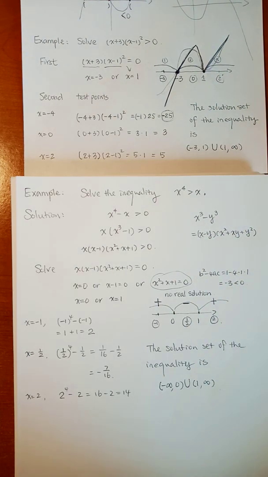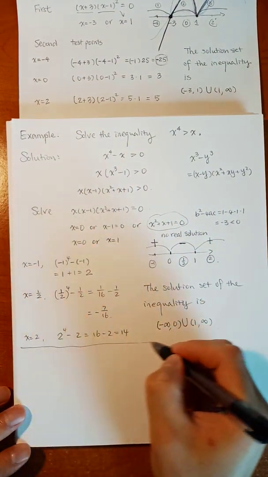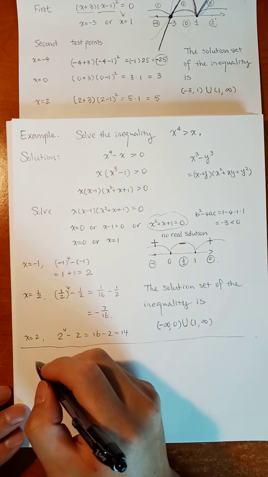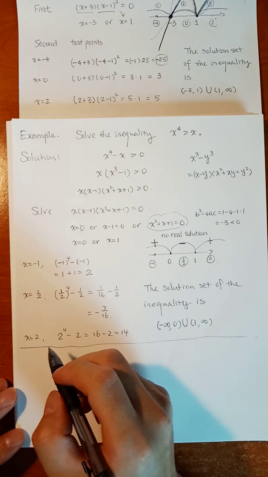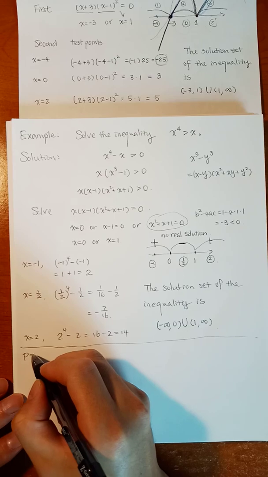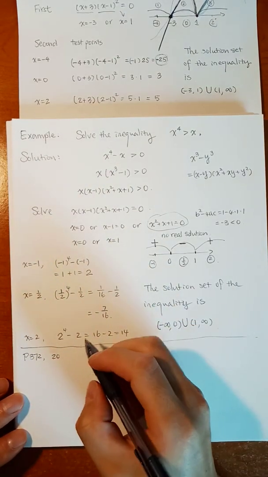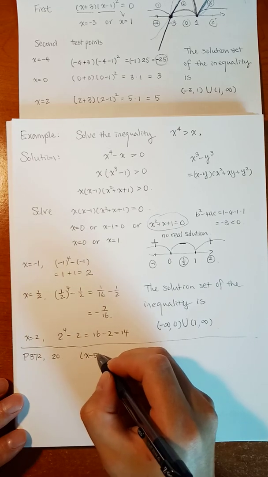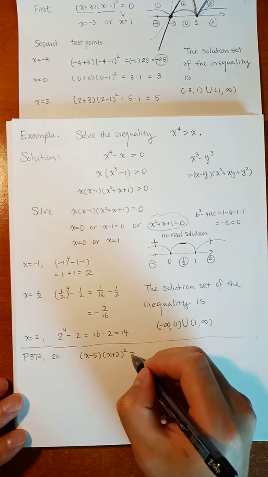All right. So let's see one more example. So for example, we do it the fast way. For example, we have on page 372, problem 20. Assume we already have this factored version: x minus 5 times x plus 2 squared is greater than 0.